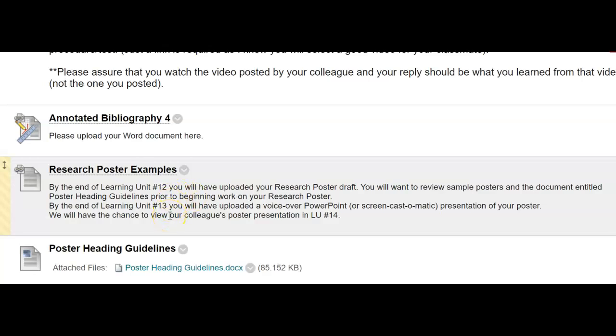and then at the end of learning unit number 13, you're going to upload a voiceover PowerPoint or a screencast-o-matic. It's going to be you presenting your poster. And then your classmate will have a chance to view your presentation in learning unit number 14. So there's lots of examples, and let's just last look at the poster heading guidelines.